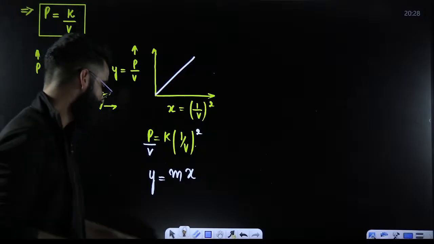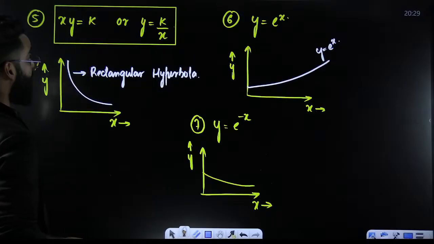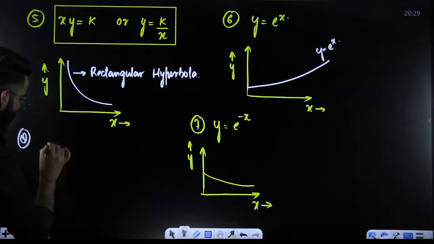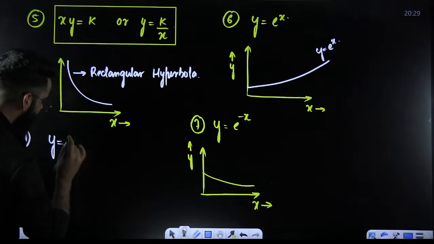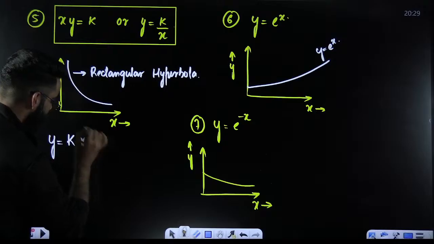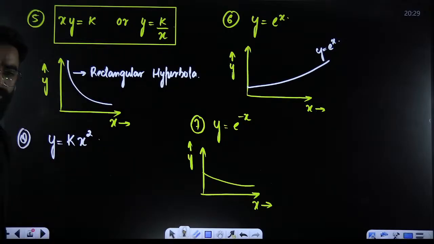Okay, one graph I forgot to tell you. Just remember that as well. That is going to be the 8th graph. For example, you have got the equation y is equal to kx square. Tell me, what is going to be the nature of the curve? Y is equal to kx square.